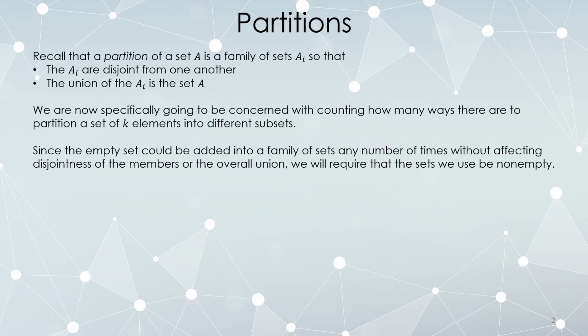Now, the empty set could always be added into a family of sets any number of times without affecting disjointness, because the empty set intersect anything would be empty again. So the empty set is disjoint from everything, and it also won't affect the overall union because you're not adding anything into the collection. So since we could always add the empty set over and over again, we're actually going to require that the sets we use be non-empty. Otherwise, you run into a problem of having infinitely many ways of doing things, and you wouldn't really have counted anything. So the sets that we use for a partition are always going to have to be non-empty.